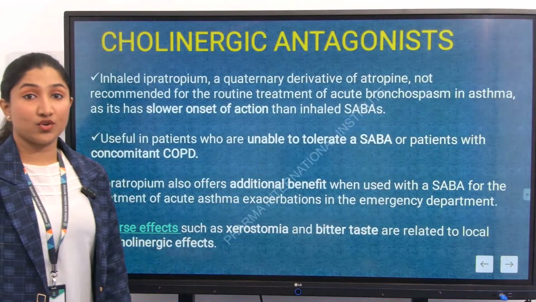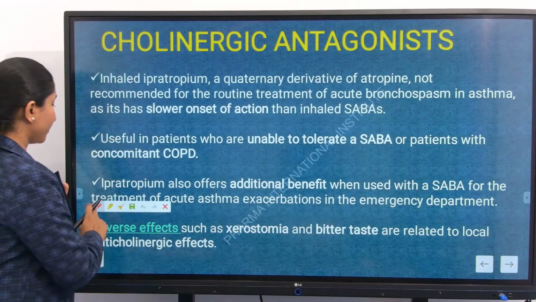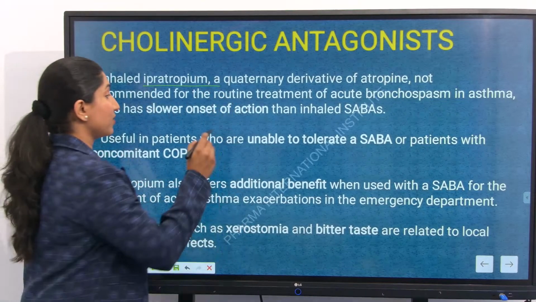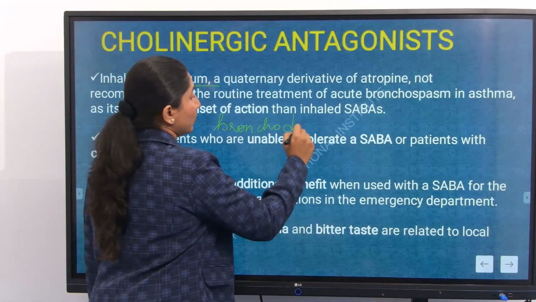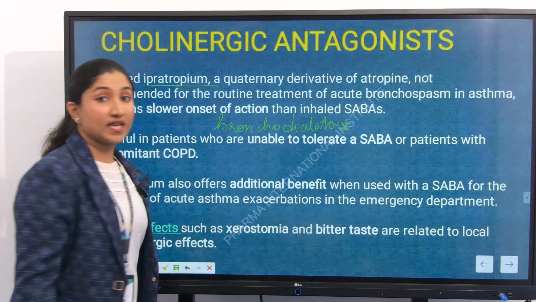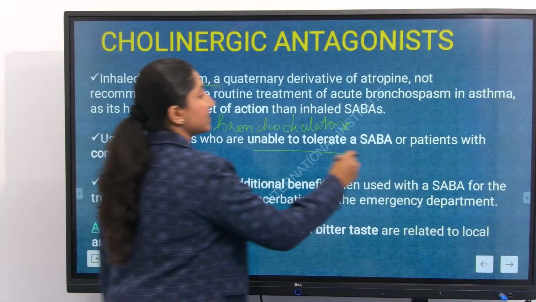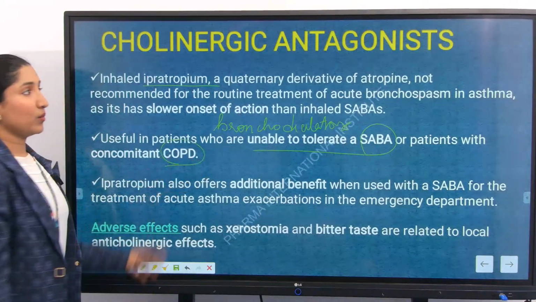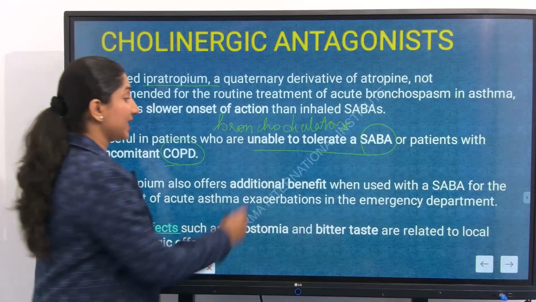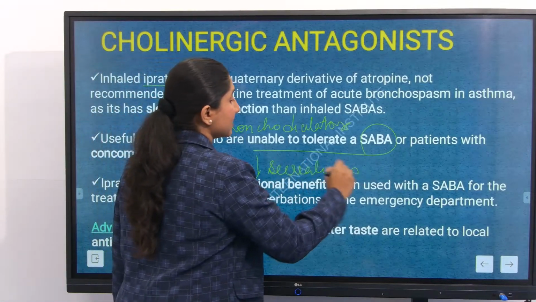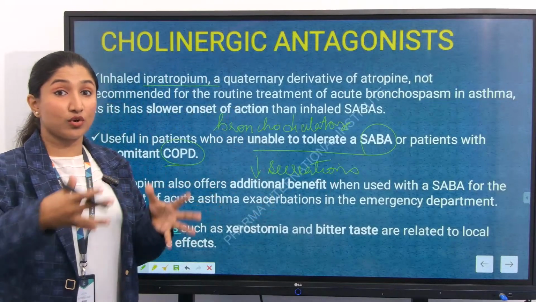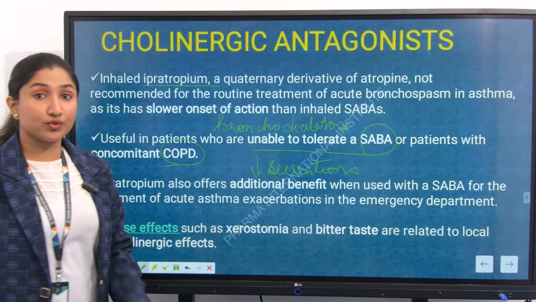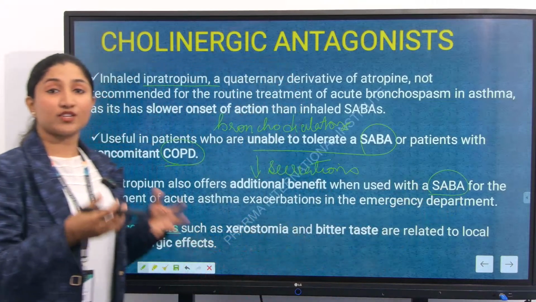Next we have the cholinergic antagonists. Examples are ipratropium bromide and tiotropium bromide. They function as bronchodilators, and they are used in asthma in cases where people cannot tolerate short-acting beta agonists, or in patients who have COPD along with asthma. That is because, being anticholinergic drugs, they can decrease secretions, which is important in COPD, a chronic disease with continuous secretion of mucus. These agents can also be used in combination with short-acting beta agonists, which helps in causing bronchodilation.